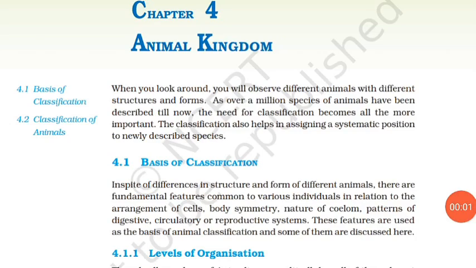Chapter 4, Animal Kingdom. We are starting chapter 4. When you look around, you will observe different animals with different structures and forms. As over a million species of animals have been described till now, the need for classification becomes all the more important. The classification also helps in assigning a systematic position to newly described species.